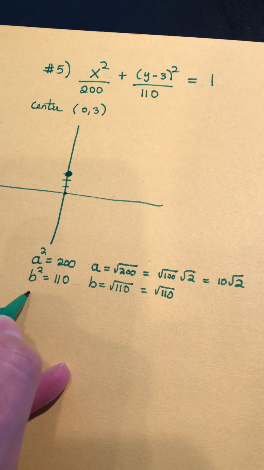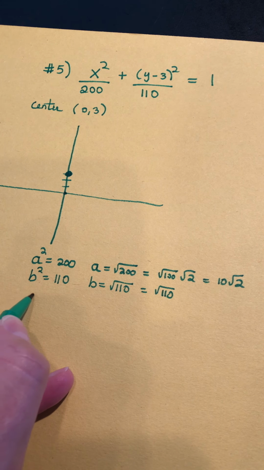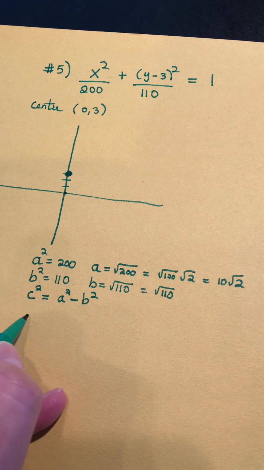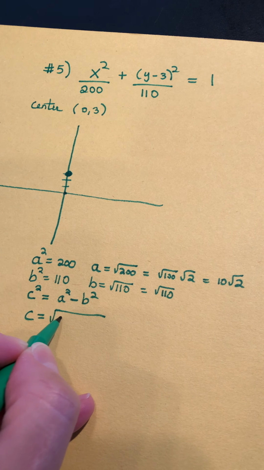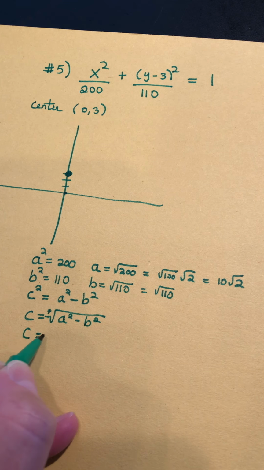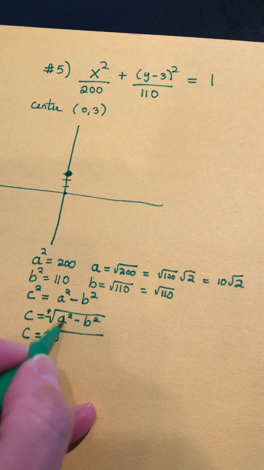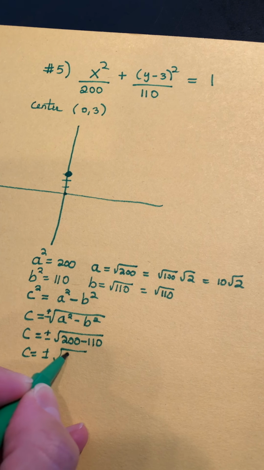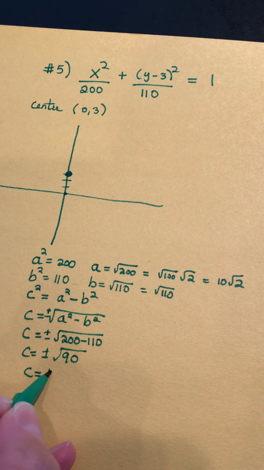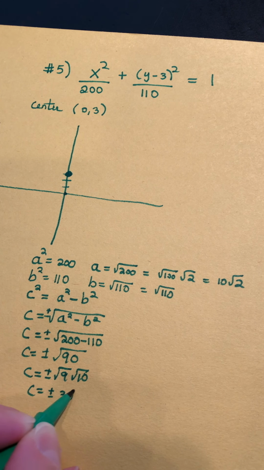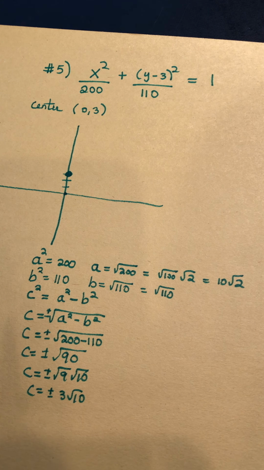The other thing I'm going to do is actually get c while I'm at it. And just remember the formula that c squared equals a squared minus b squared. And c is equal to the square root then of a squared minus b squared, plus or minus, of course. So c is going to be plus or minus the square root of 200 minus 110. This is going to be plus or minus the square root of 90, but just remember that that's going to simplify to the square root of 9 times the square root of 10. So c is equal to plus or minus 3 root 10. So you should have a, b, and c worked out because that'll help us find all the other answers.